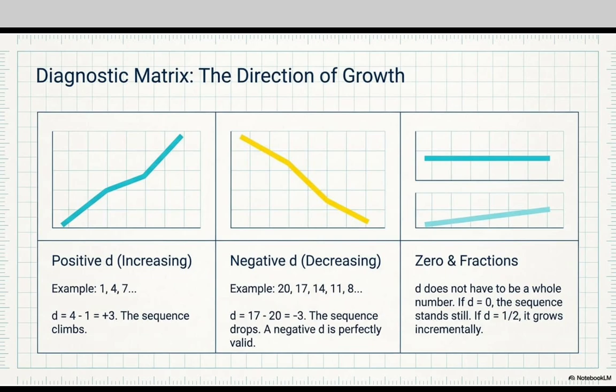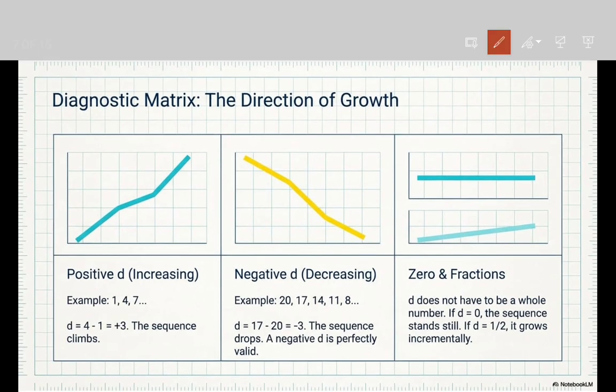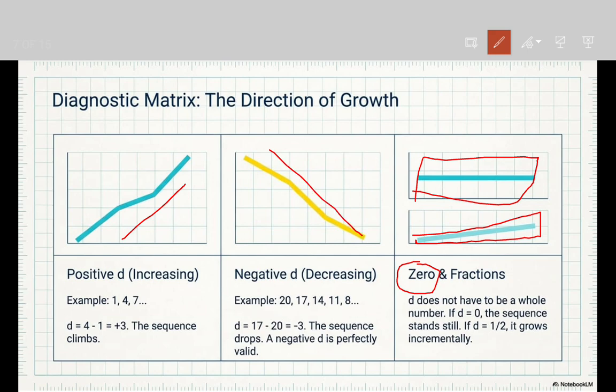So this is a demonstration of an increasing sequence, a decreasing sequence, or a zero and fraction sequence. Zero does not increase. A fraction increases or decreases marginally. All right, this shows an increase, a positive common difference. This shows a decrease, a negative common difference.